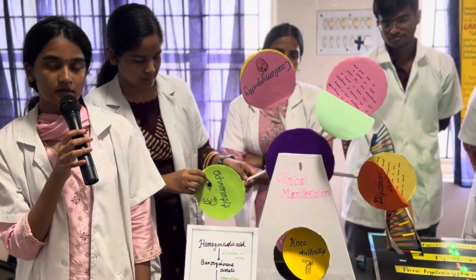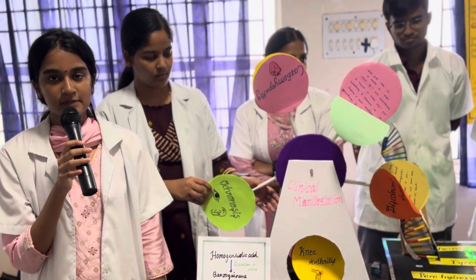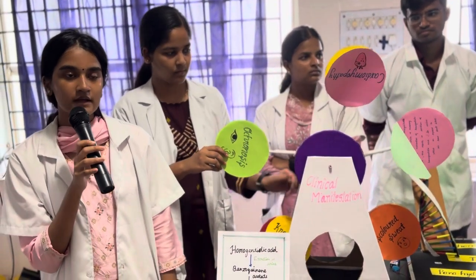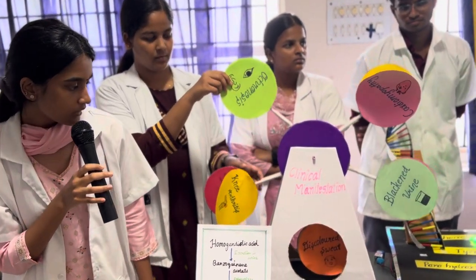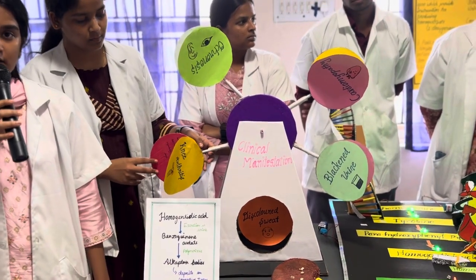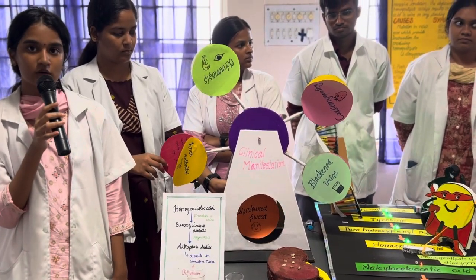The next one is arthritis. The homogentisic acid gets accumulated in the joints, especially the knee joints and hip joints, which leads to the cartilage cells being destroyed and the bones becoming brittle. Last one is discolored sweat. The homogentisic acid, because of its excess accumulation, is excreted through sweat, which on long standing turns black.